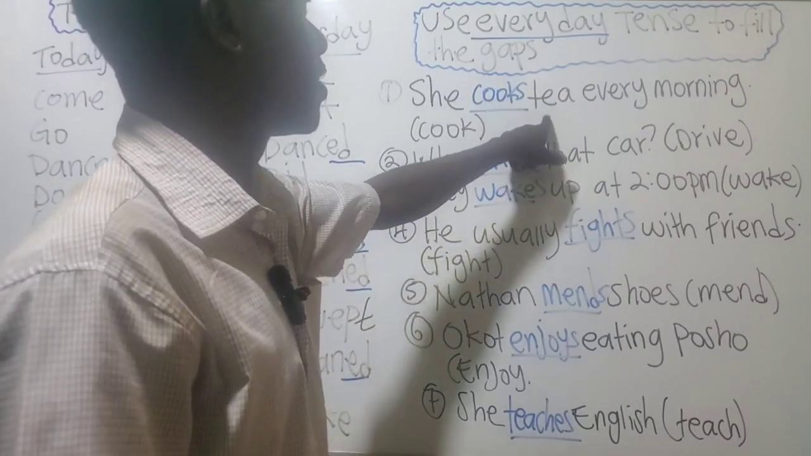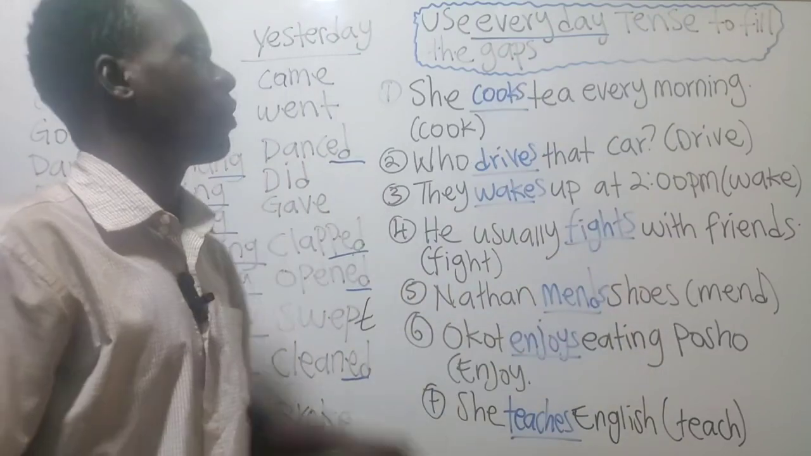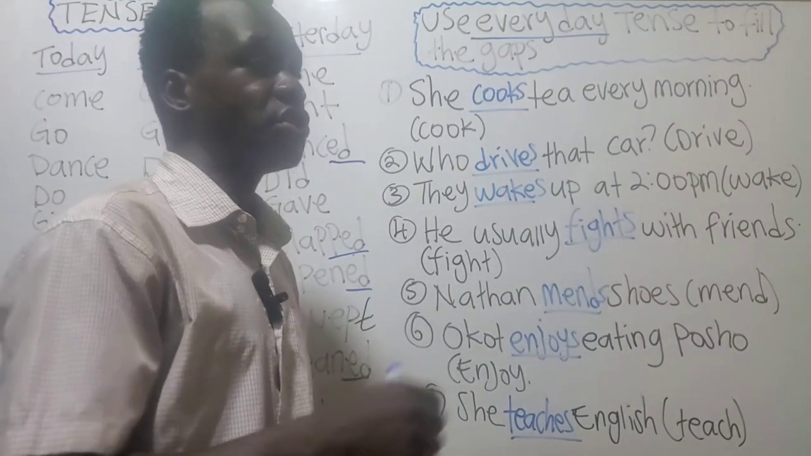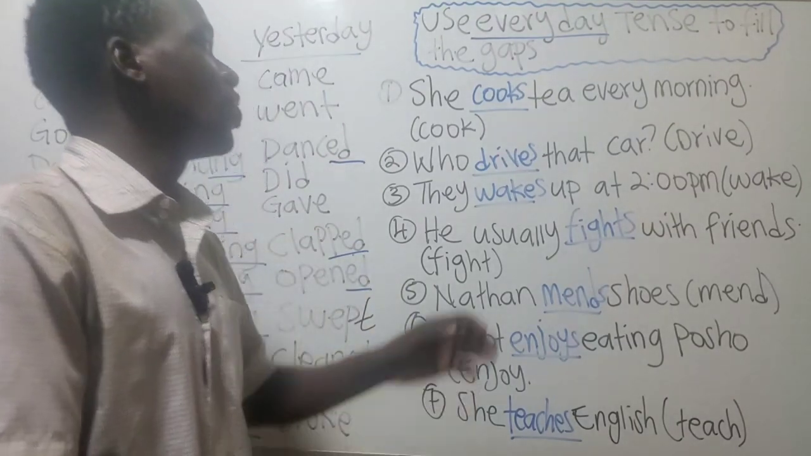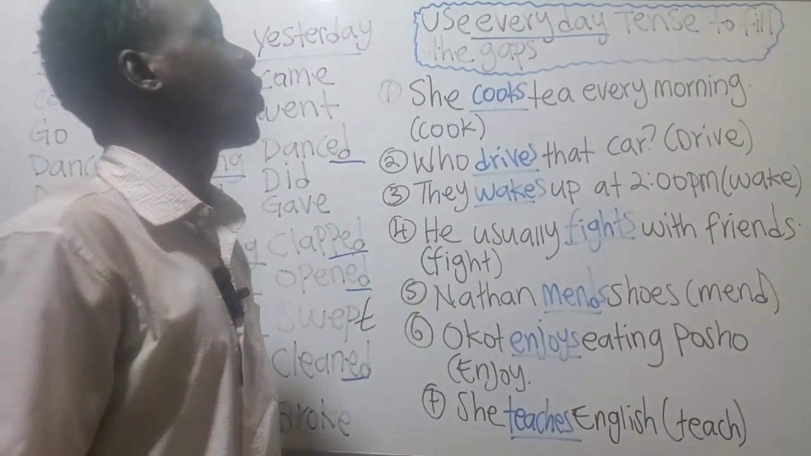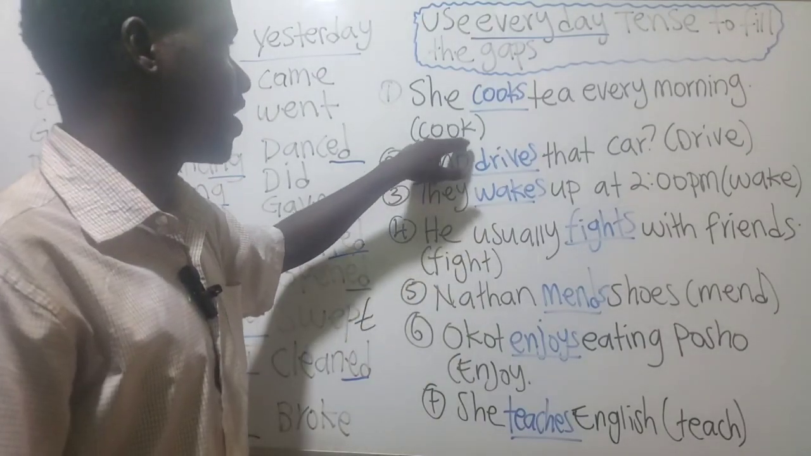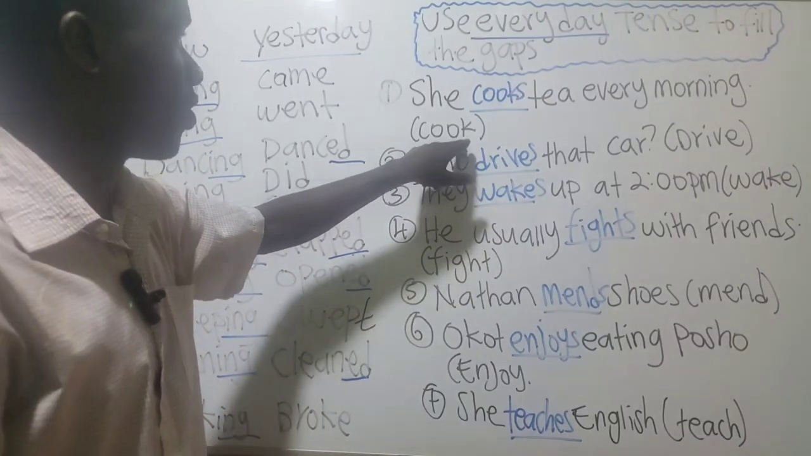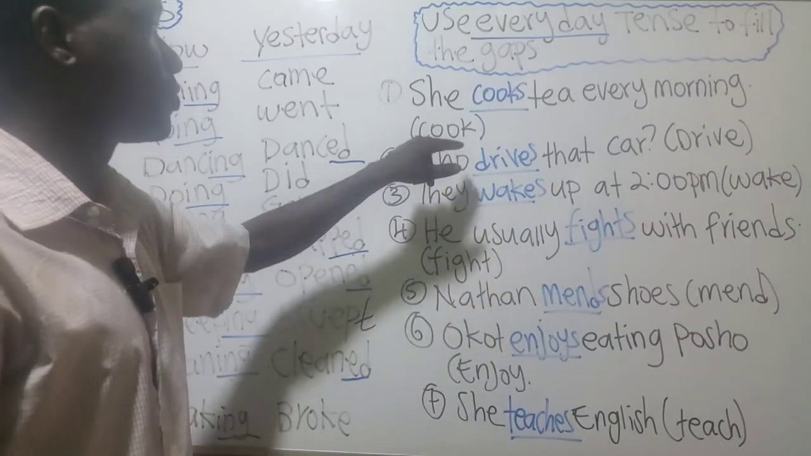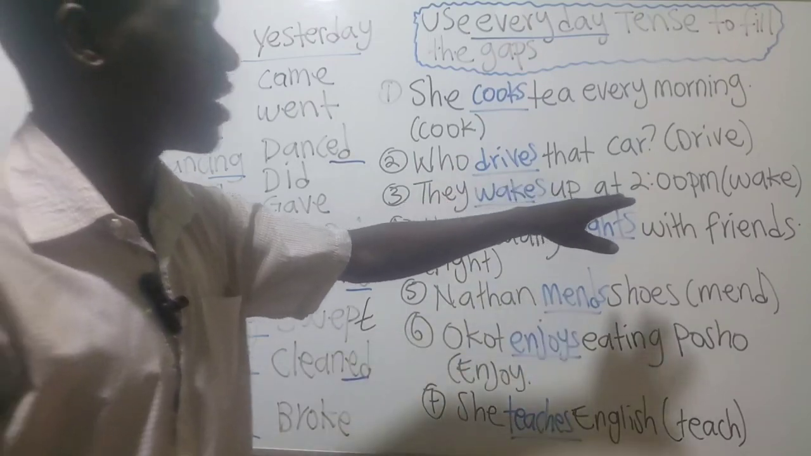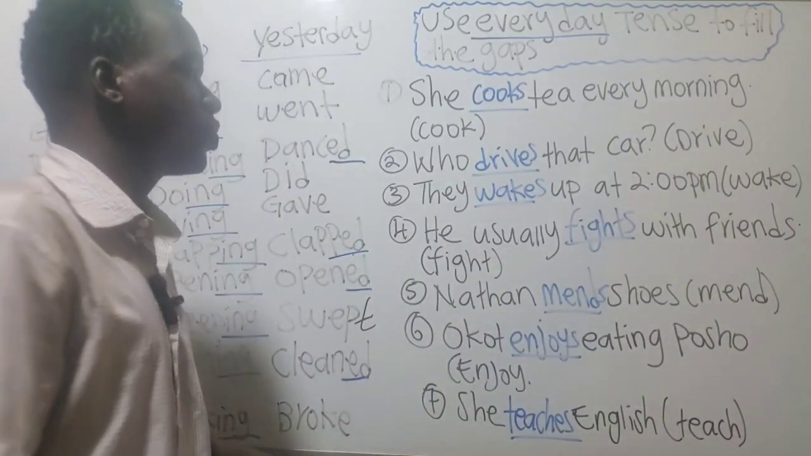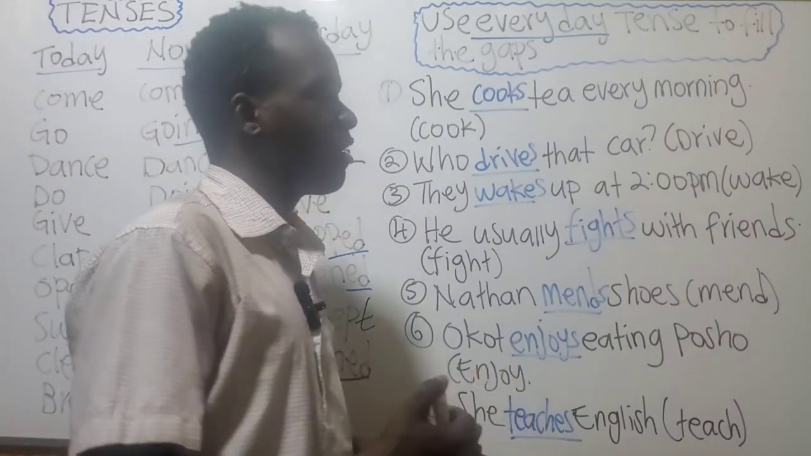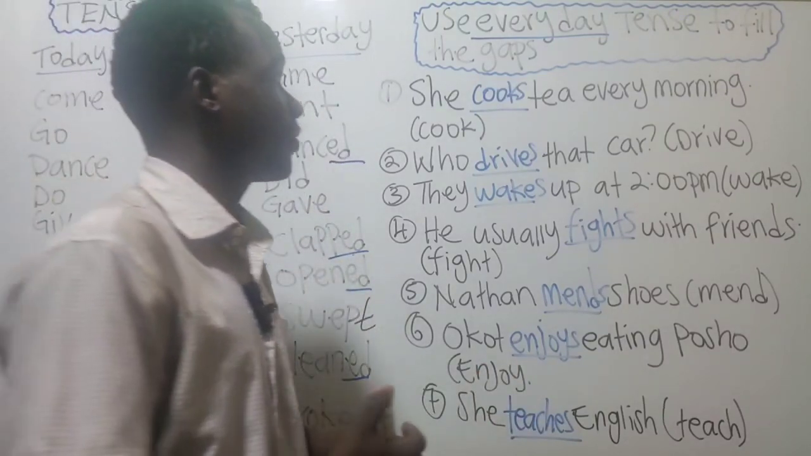She cooks tea every morning. Okay, it means that every morning when she wakes up every day, she cooks tea. So you'll add S on cook. Okay. Here, that's telling you to use this verb here. Yes, the verbs are already given in the bracket. So it is upon you to know whether it should have S or ES.